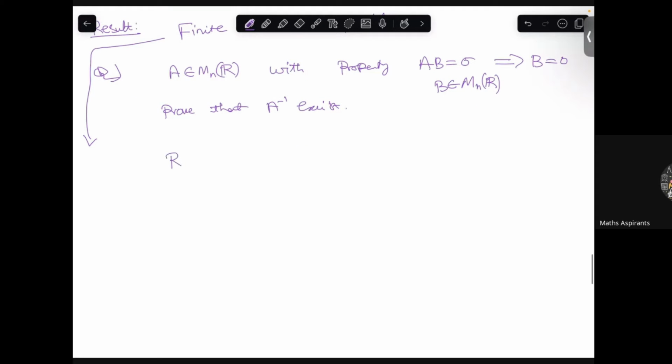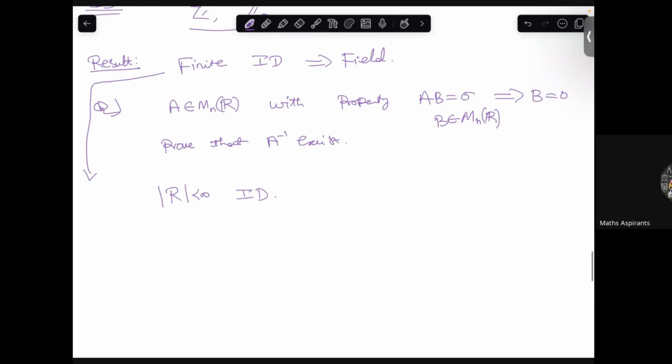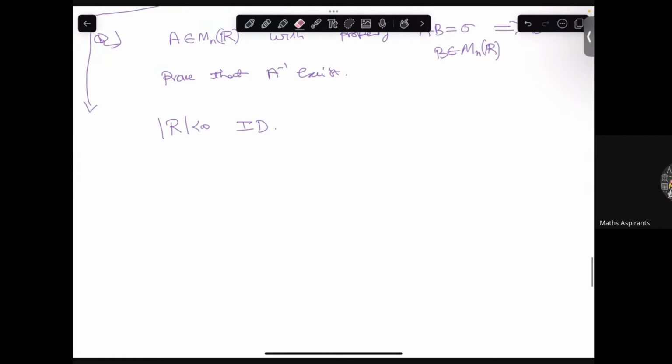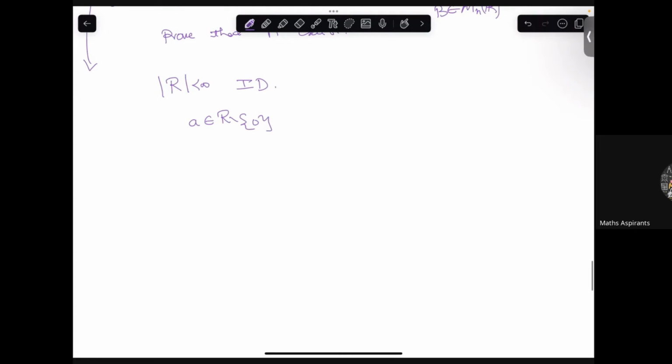I have a finite integral domain. The only difference from a field is whether a non-zero element has an inverse or not. Look at that: 2 has no inverse, so it's an integral domain but not a field. So I'm going to take an element a from R minus 0 and define phi from R to R, where phi of x is nothing but ax.